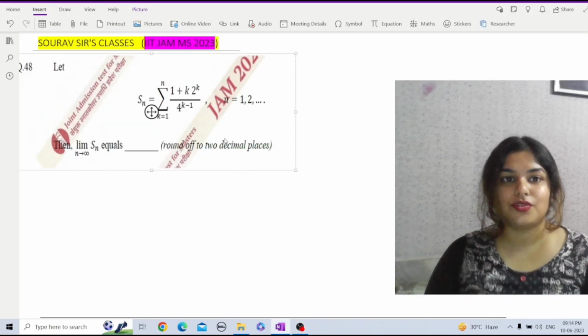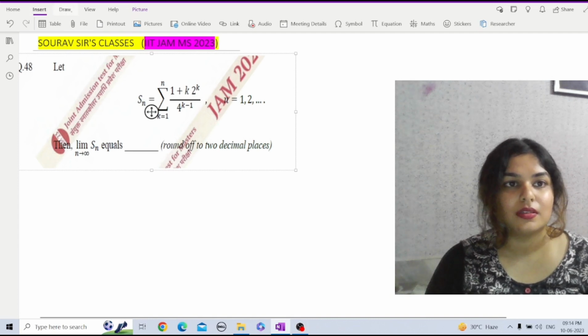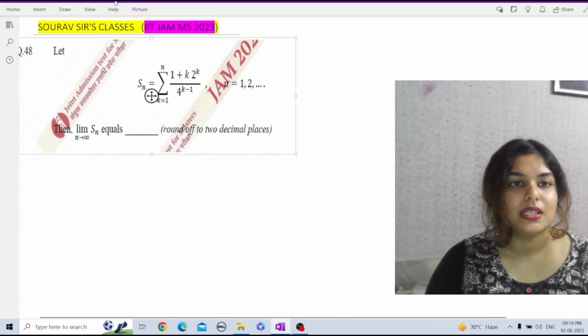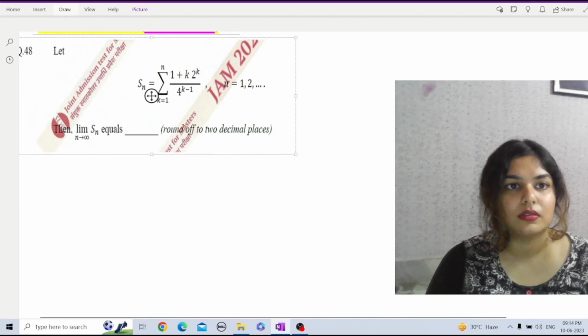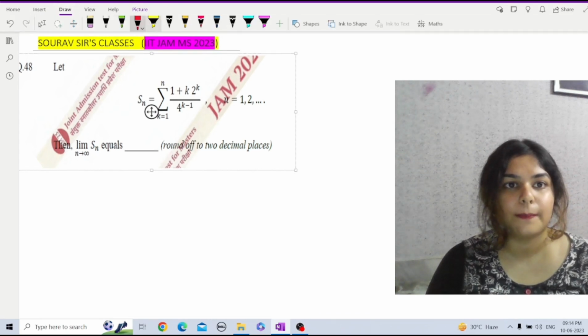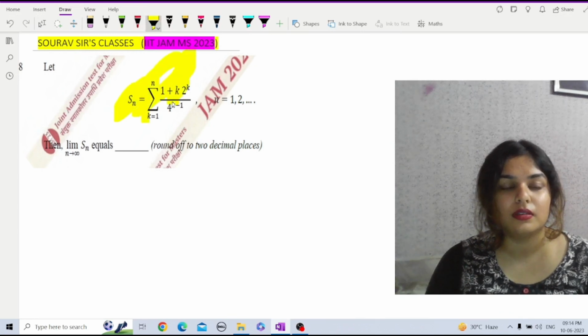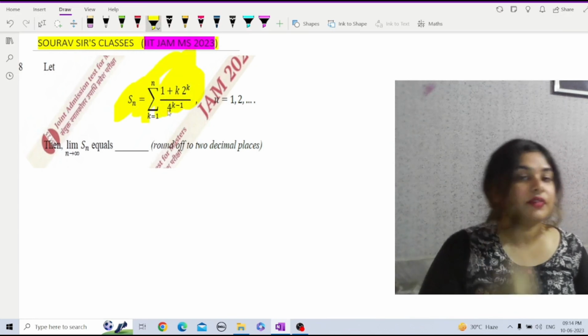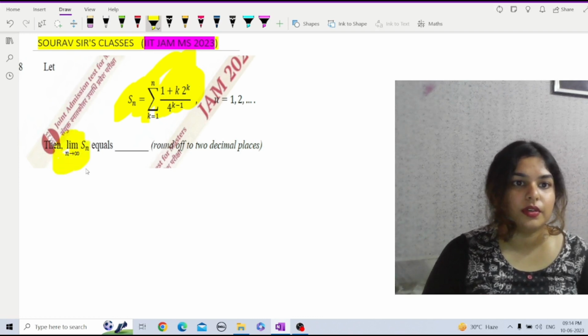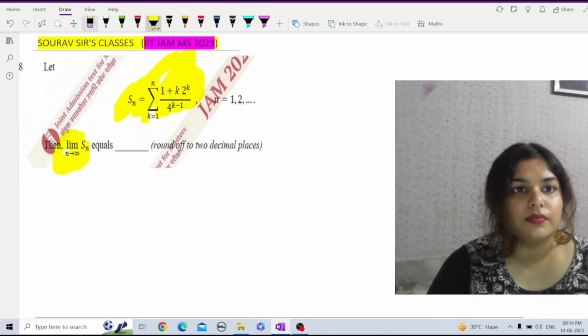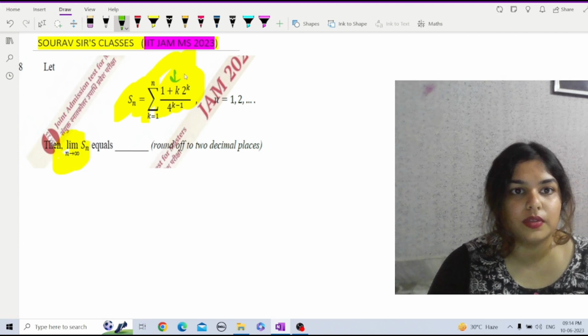The next question here, we are given a series question. So this is the following question that we are given. Let us start, and we have to find out the limit as n tends to infinity of S_n. For that, let us start with what is given.